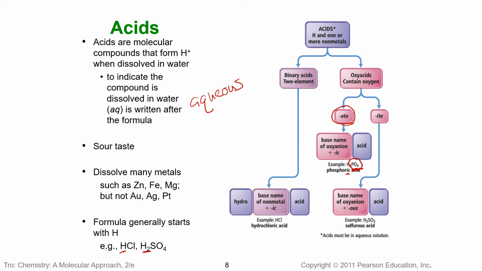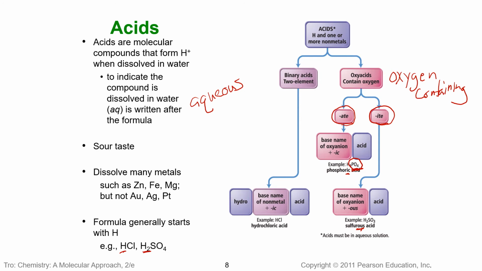If it ends in ITE, which is less frequent, we would change the ending to OUS. An example would be sulfurous acid. SO3 is sulfite, and the name becomes sulfurous acid. Now these are oxygen containing, so oxyacids means oxygen containing with a polyatomic ion. Binary just means two elements, so it's hydrogen and another element.